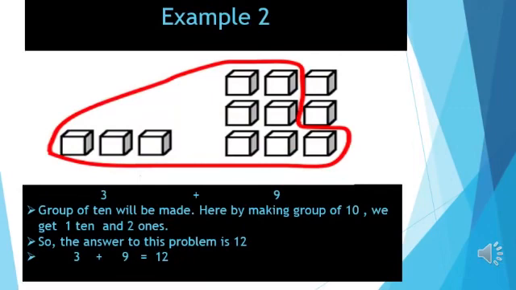Here you have one more example. Here there are 3 cubes on the left side and 9 more cubes on the right side. You have to add the two groups. Again you are going to make a group of 10, and so 3 are already there in our first group and 7 more we are going to take from the second group, and 2 cubes are left as the loose ones. So 3 plus 9, a group of 10 will be made. Here by making group of 10 we get 1 ten and 2 ones. So the answer to this problem is 12. 3 plus 9 is equal to 12.